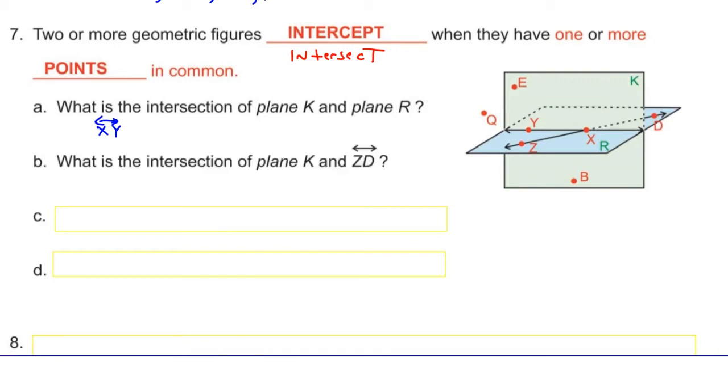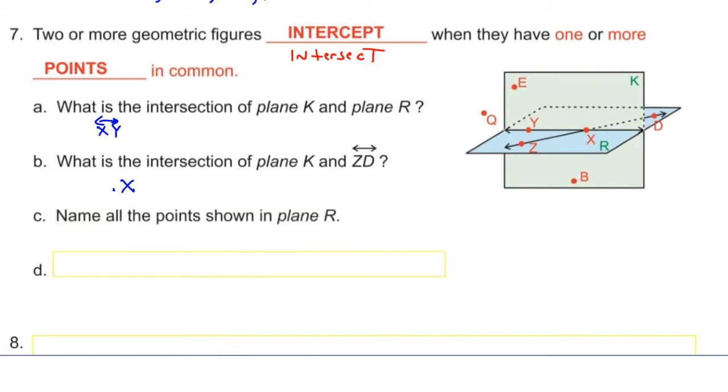What's the intersection of plane K and line ZD? Okay, so we've got the green plane and we've got line ZD. All right, here's line ZD. So where do they intersect? And I hope you think right there at point X, right? At point X. So a plane and a line not in the plane intersect at exactly one point. Right, that line's not in the green plane, plane K. So it intersects plane K at one point.